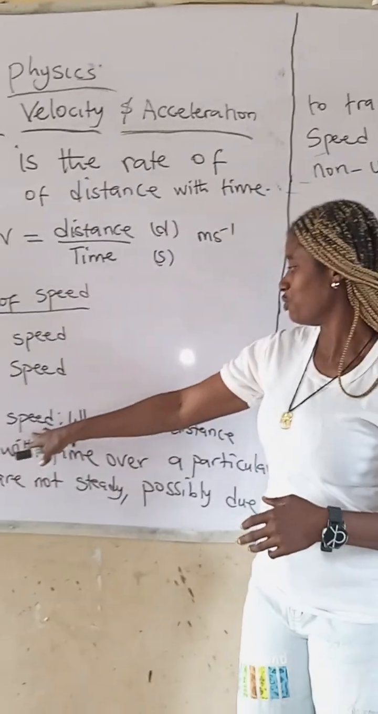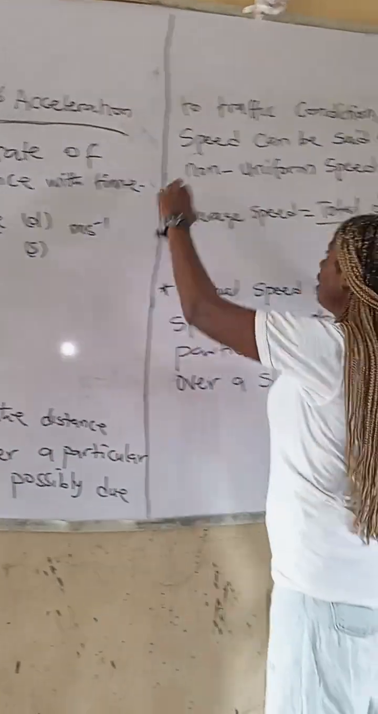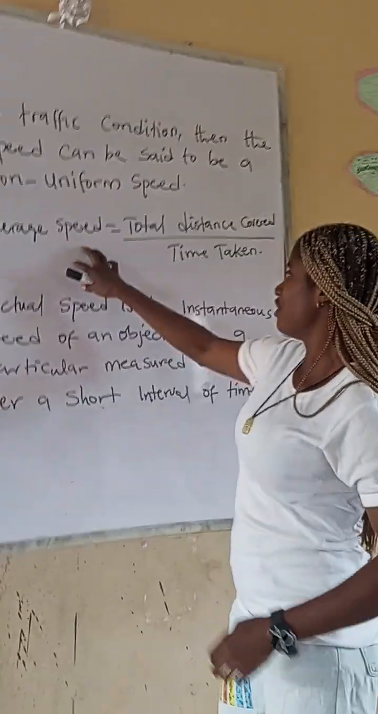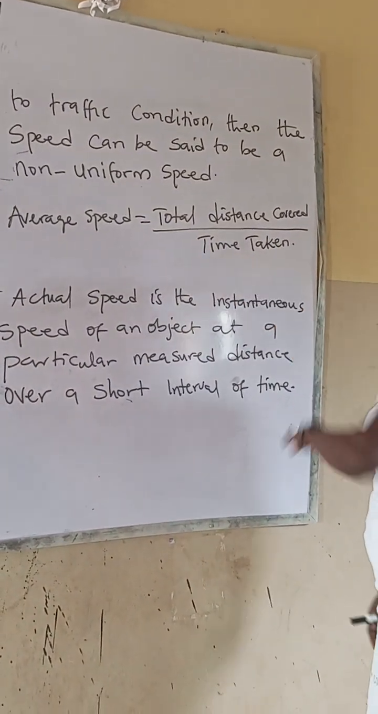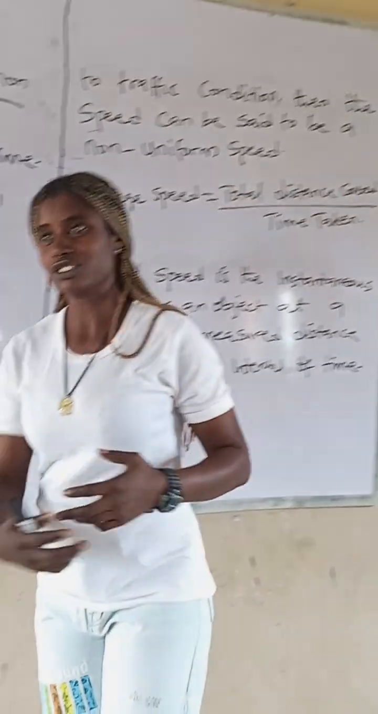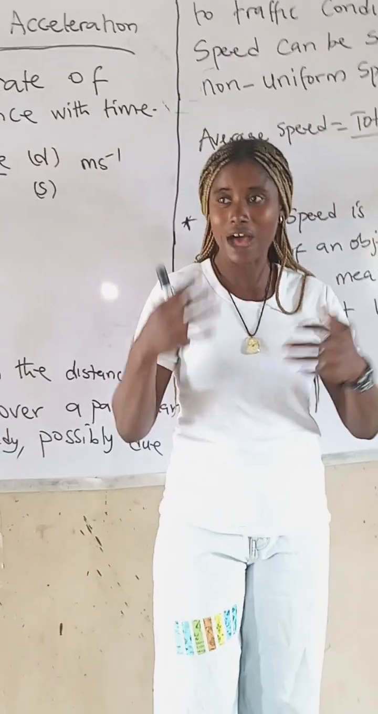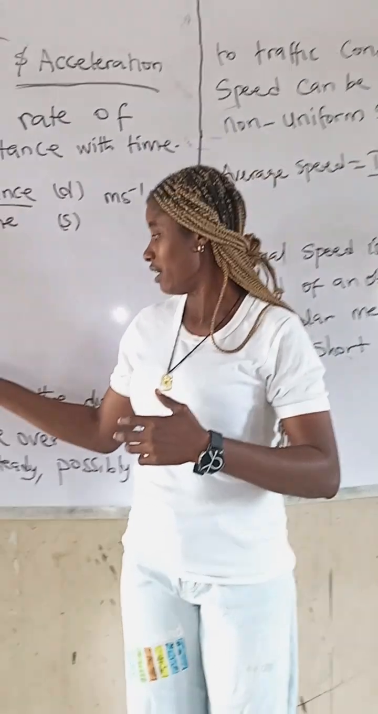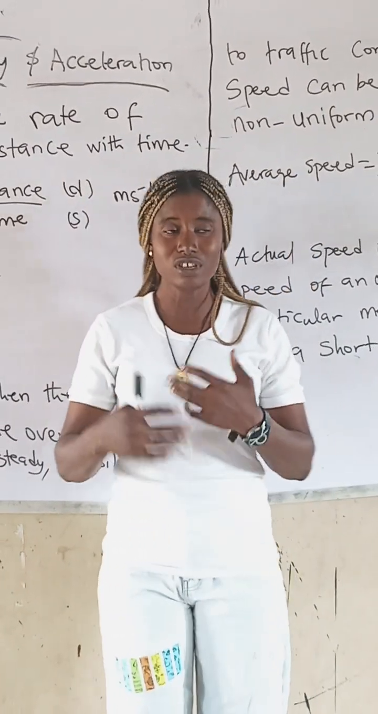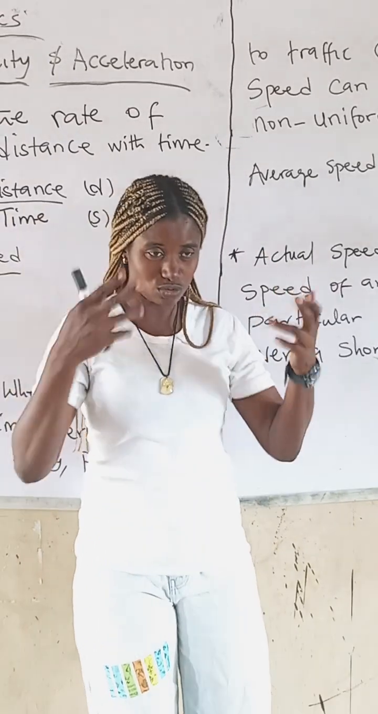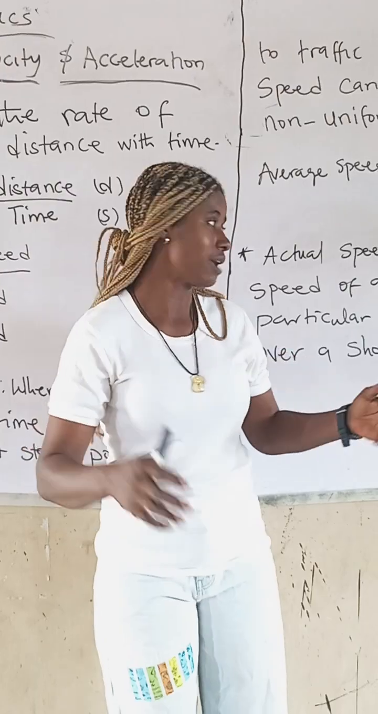This has to do with average speed. So from here, we have the formula for average speed: total distance covered all over the time taken. Just like I illustrated using traveling outside Jos, and you have some issues on the road, you need to calculate the total distance that you covered all over the time.